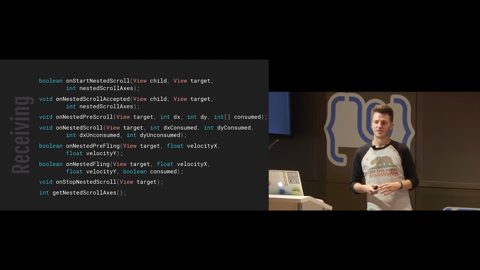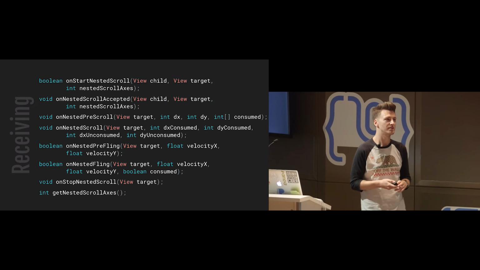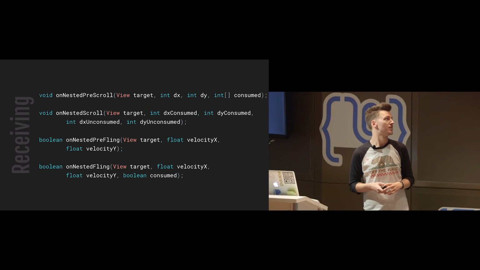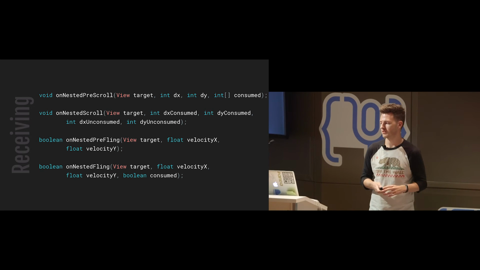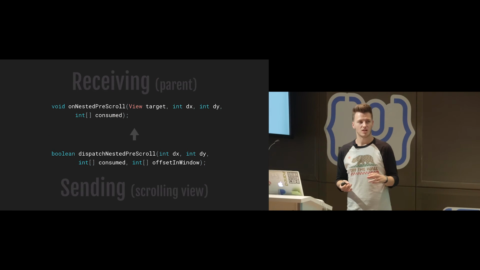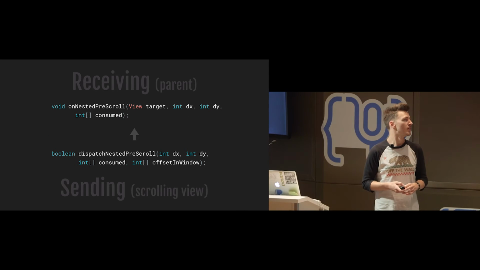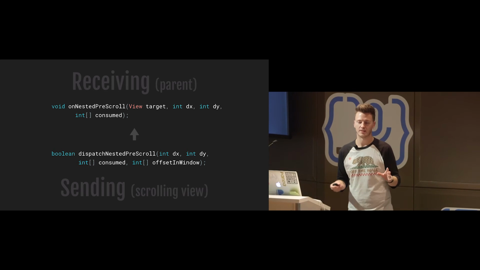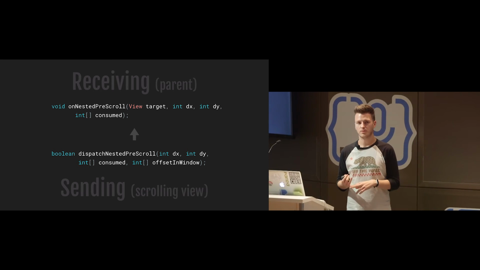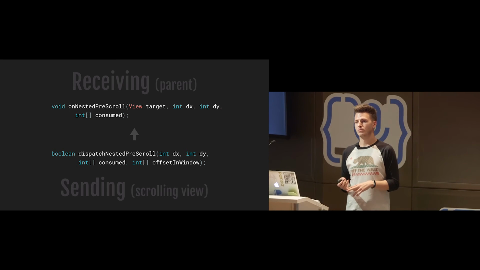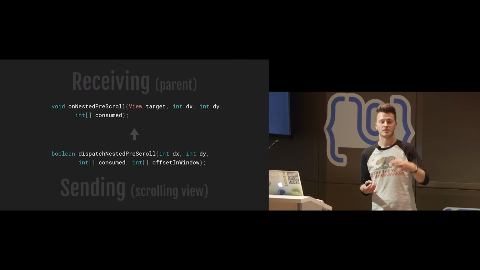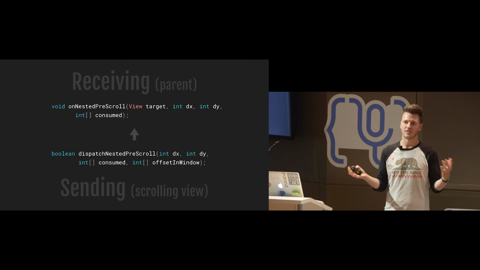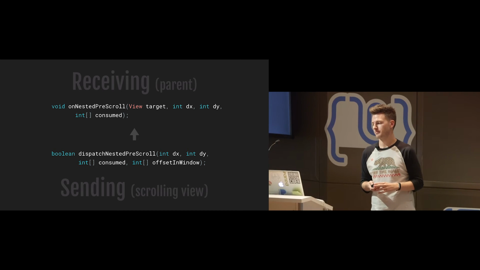And then there's the receiving side, which reacts to the sending side. Again, lots of methods, and the four you should care about are the ones I've just mentioned. There are two things to really know about the API. The first is the relationship between the sending and receiving side. This is quite obvious, but I thought I'd point it out anyway. When a scrolling view calls dispatchNestedPreScroll, that will bubble up to its parents, and those parents will have their onNestedPreScroll method called. The same thing happens for the other methods.